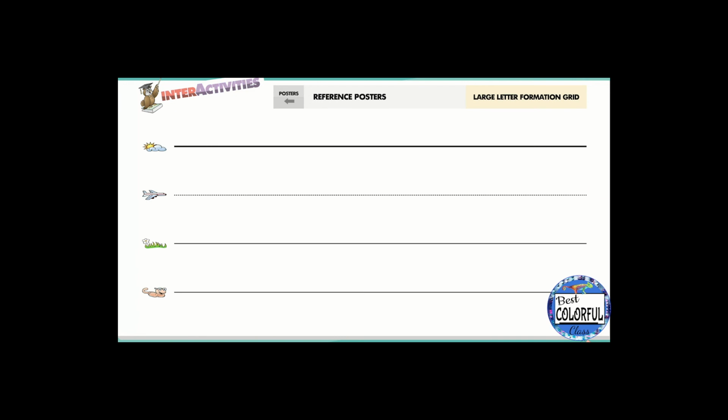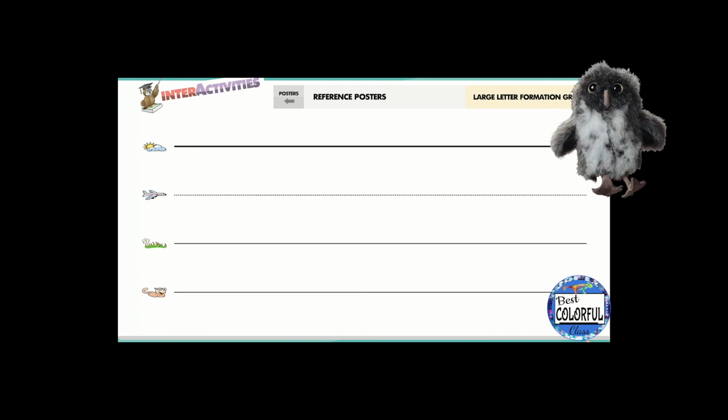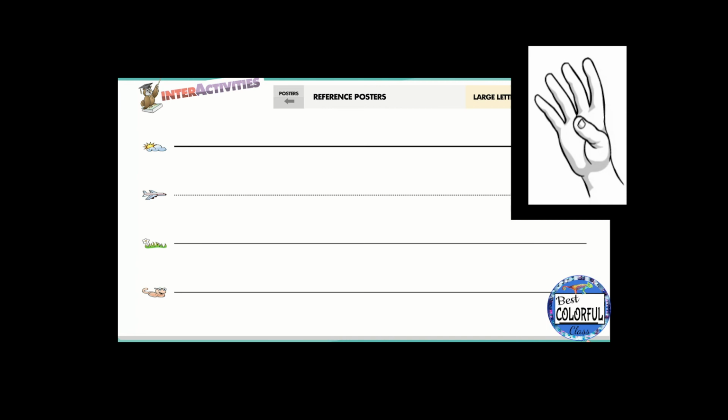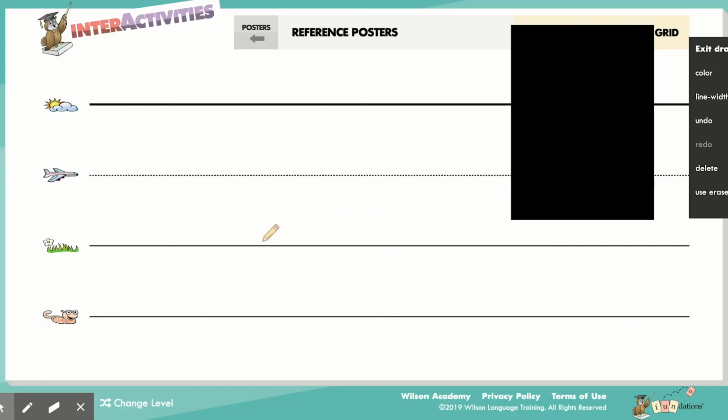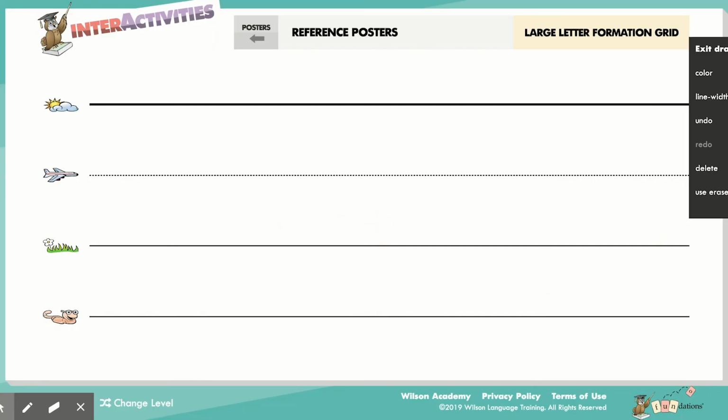Whip. W, i, p. Whip. The word whip has a digraph for the w sound, so please begin the word with a WH for w.